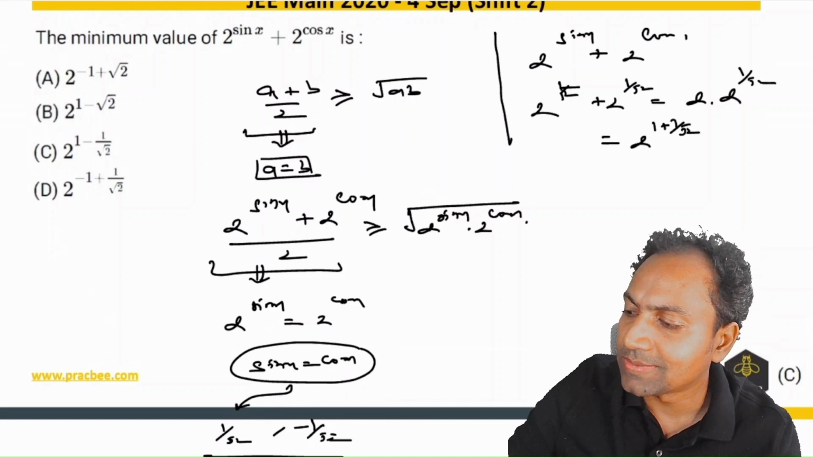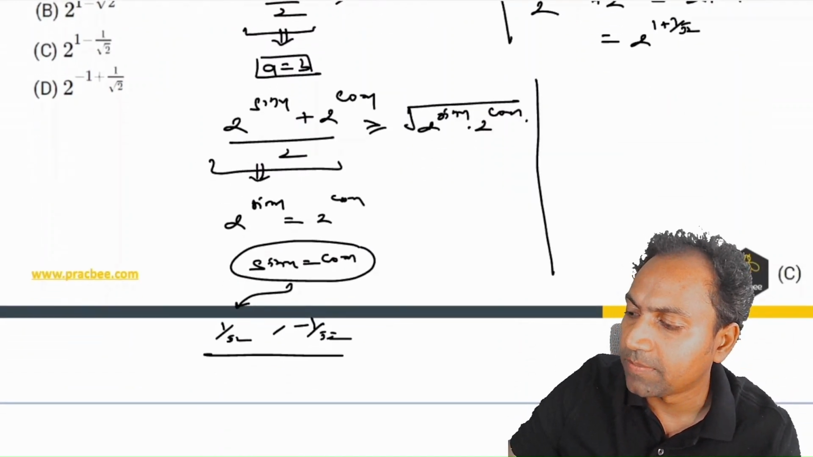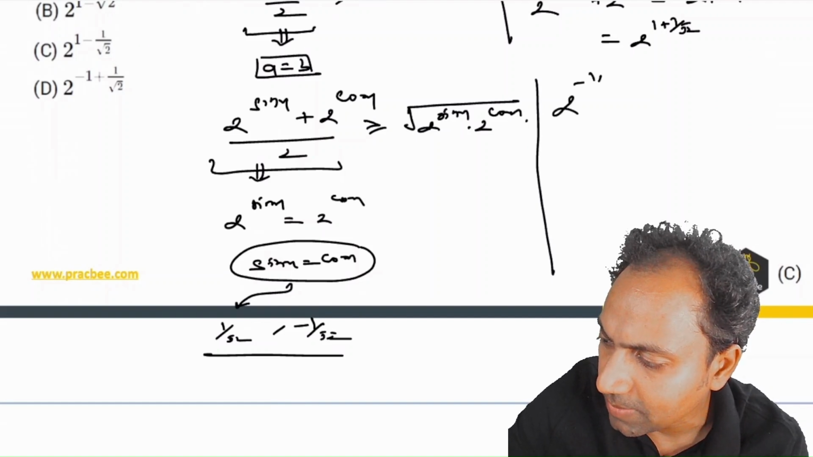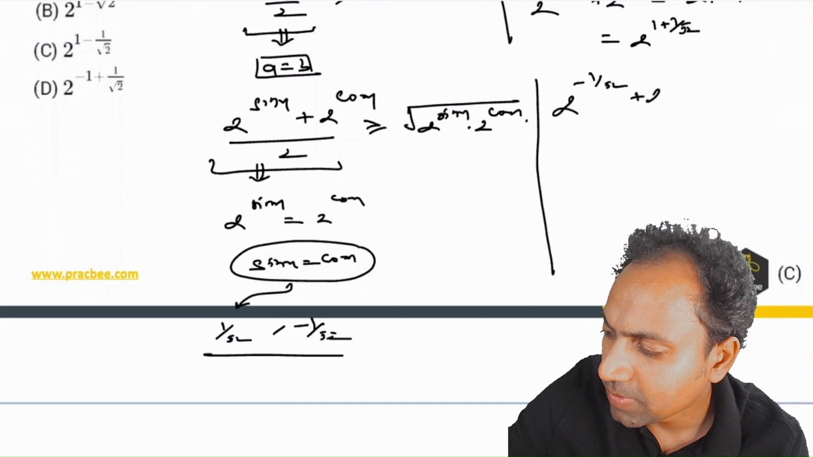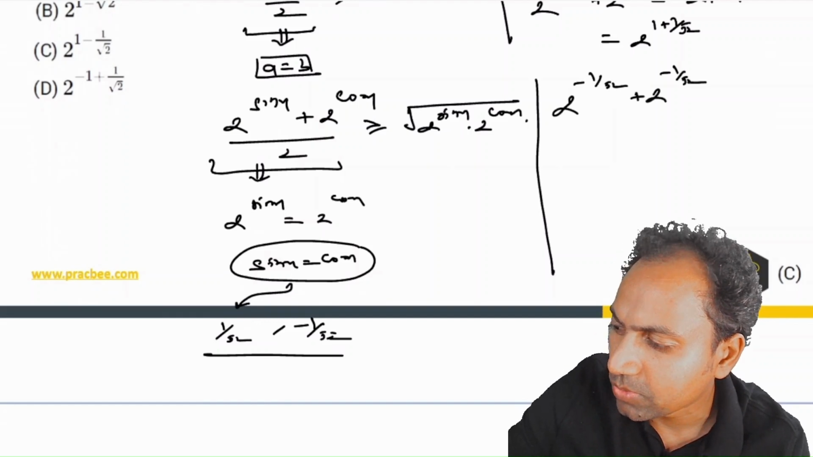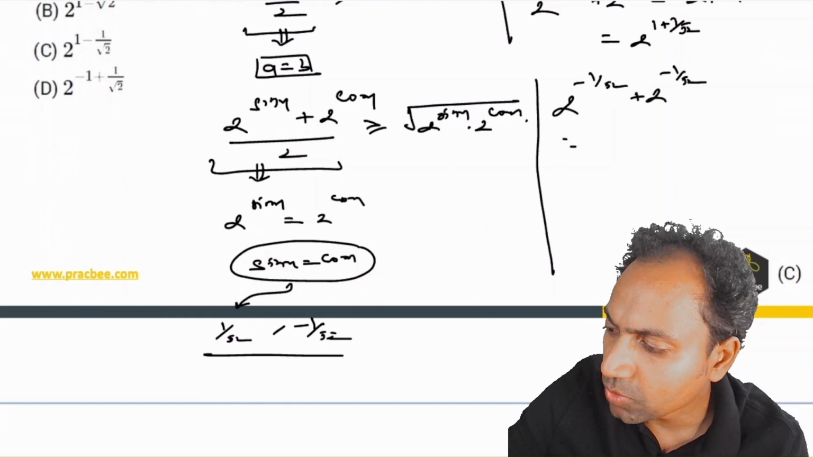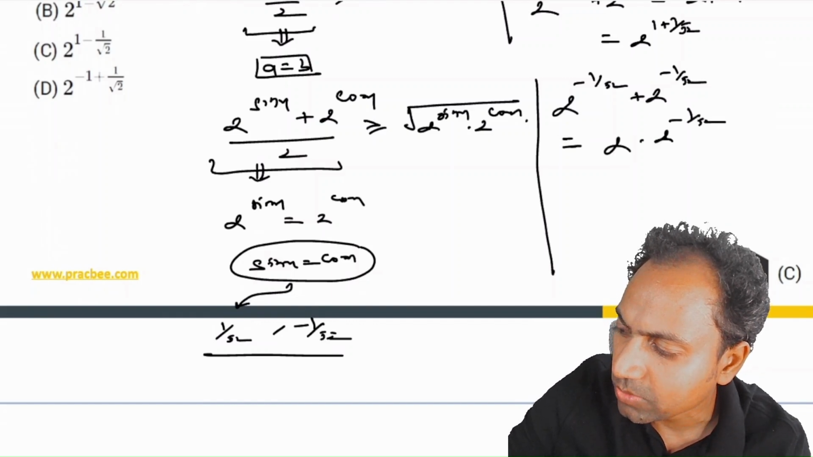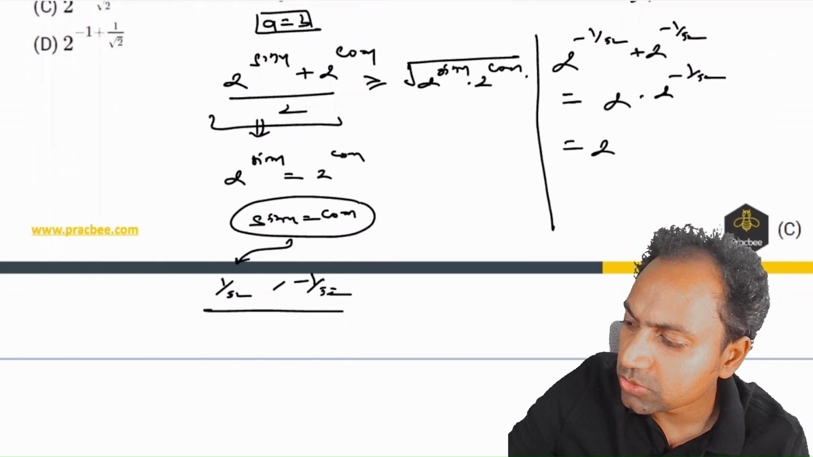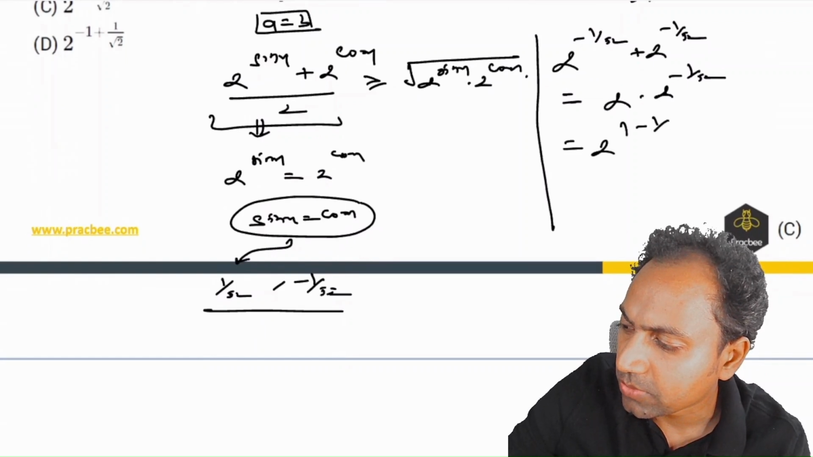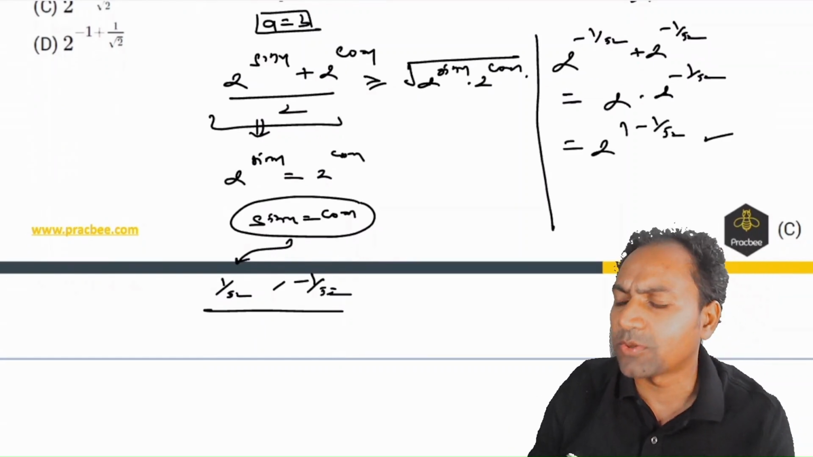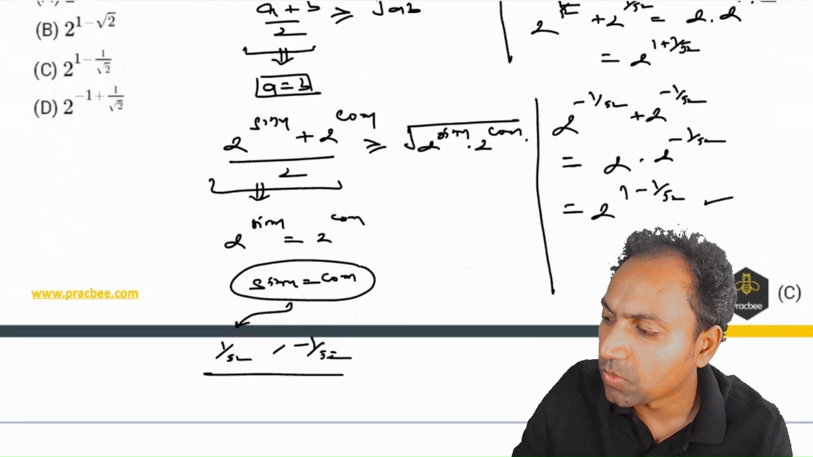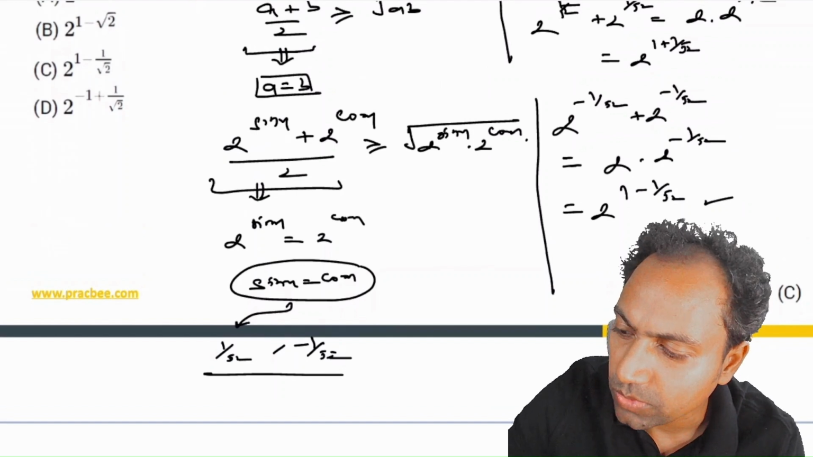Another answer of the same question will come when sin x and cos x become minus 1 by root 2. So 2 raised to the power minus 1 by root 2 plus 2 raised to the power minus 1 by root 2 comes out to be nothing but 2 into 2 raised to the power minus 1 by root 2, or 2 raised to the power 1 minus 1 by root 2. Now this is the more relevant answer because we are looking for a minimum value. So our answer becomes 1 minus 1 by root 2.